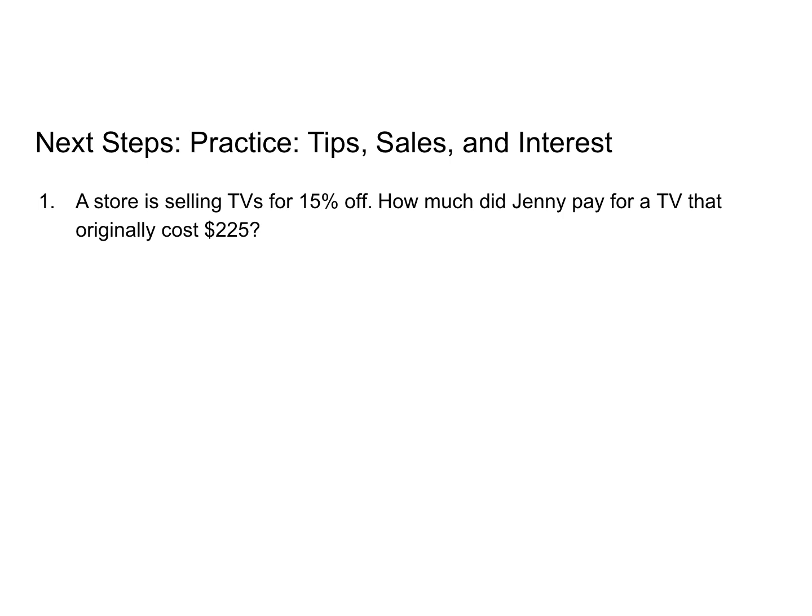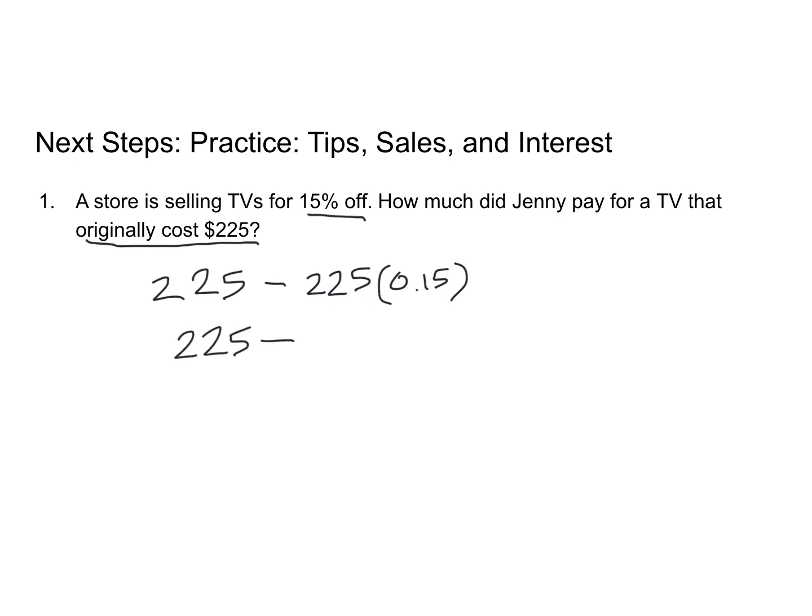So our first problem says a store is selling TVs for 15% off. How much did Jenny pay for a TV that originally cost $225? So I'm going to go back to my first example for this. I'm going to think about, well, actually my second example, 225 minus, I have to figure out what is 15% of 225. And I'm going to do that by doing 225 times 15% as a decimal, or 0.15. So I have my original price that I need to subtract off that 15% of 225. So I'm going to put that into the calculator.